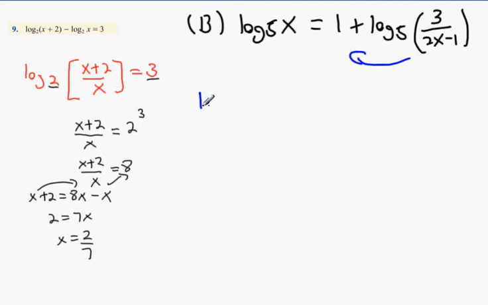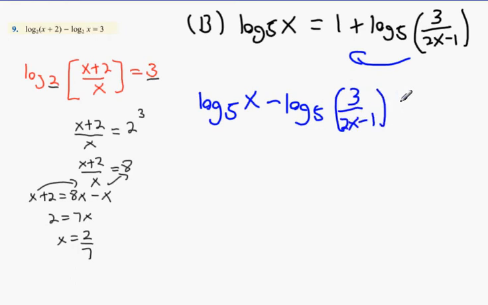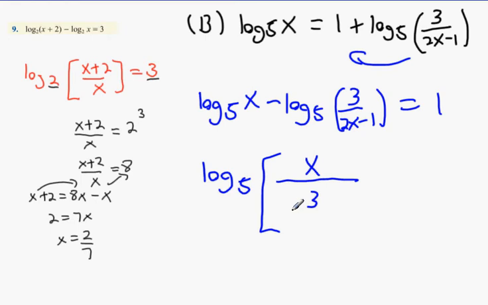The reason for doing this is if we have two logs on the same side, it means I can use log rules. If they're beside each other and they have the same base, which they do, that's my logic for making that move. Now this means that it's going to be log 5, and it's going to be the first number divided by the second number. So it's going to be x divided by 3 over 2x minus 1.